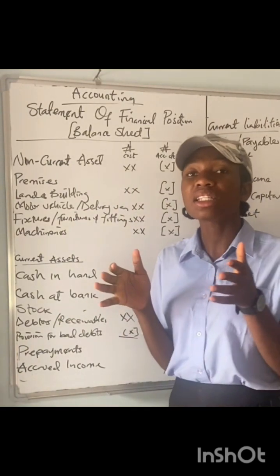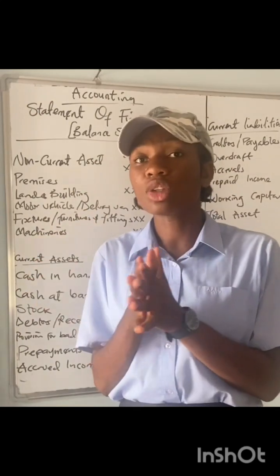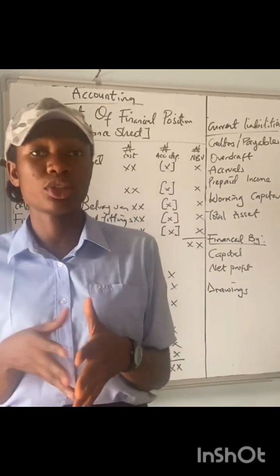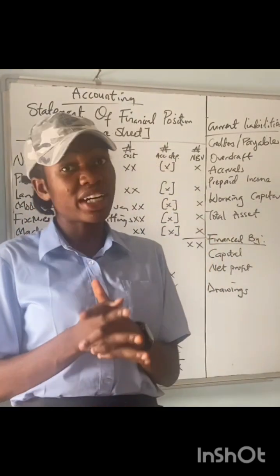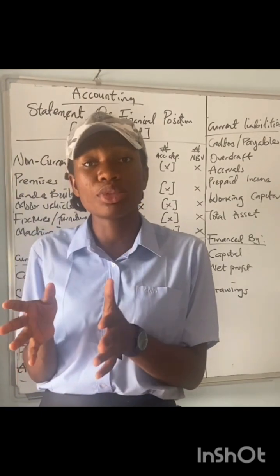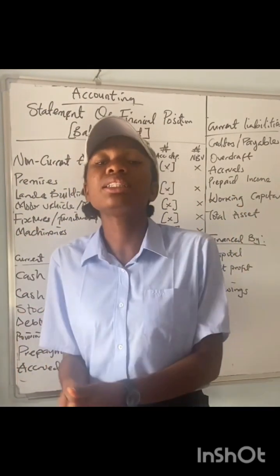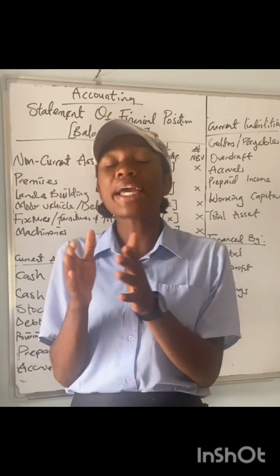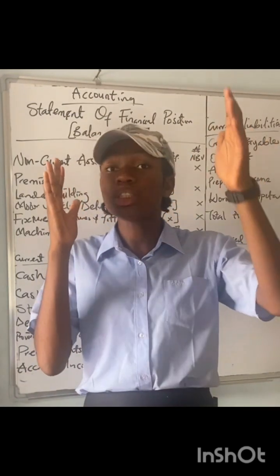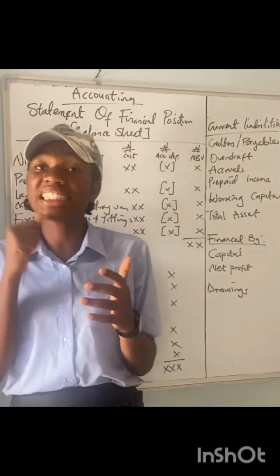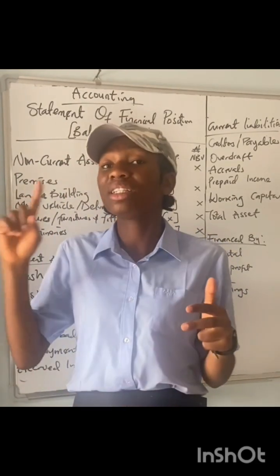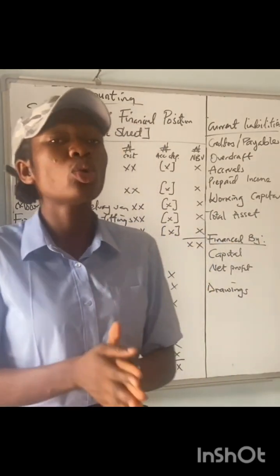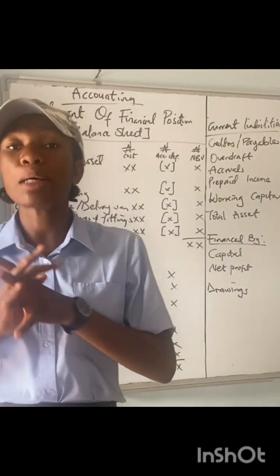We are still on our series on the final account of a sole trader, and today we are going to be looking at the statement of financial position, which is also called the balance sheet. The balance sheet is a summary of the assets, the liabilities, as well as the equity or capital of the business at the end of the year, the end of the trading period for a business year. The summary of the assets, the liabilities, and the capital, also known as the equity of the business, is shown in the statement of financial position.